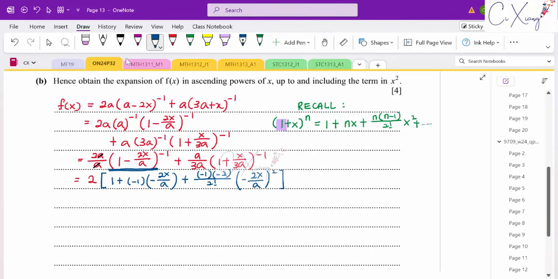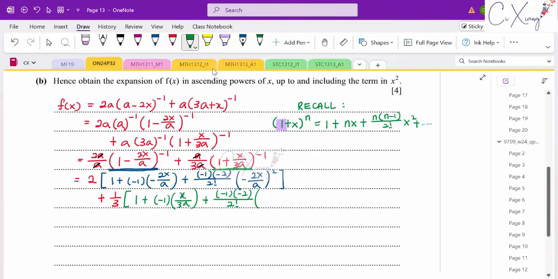Okay, then same thing happened for the next part. So I'm having plus, again, a and a can be simplified. So I'm having only 1 over 3. Then let's see what do we get when we want to expand this particular term. First term is always a 1. Second term is n multiplied with x, so negative 1 multiplied with x over 3a. Then the third term is n minus 1, which becomes negative 2, divided by 2 factorial.